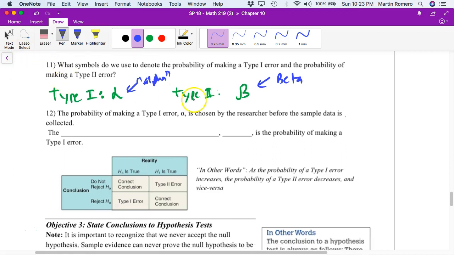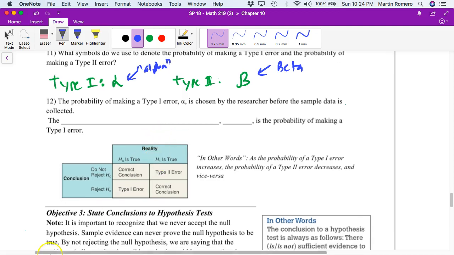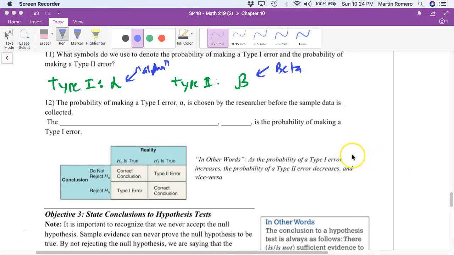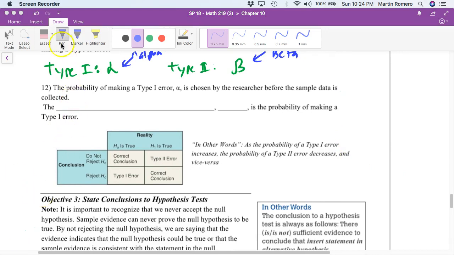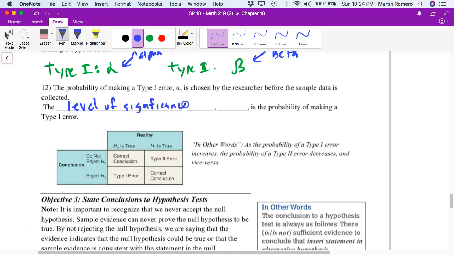The probability of making a type 1 error, alpha, is chosen by the researcher before the sample data is collected. The probability of a type 2 error is beta. We've used this term before, but we revisit it here: the level of significance, which we used for confidence intervals. The level of significance, alpha, is the probability of making a type 1 error.